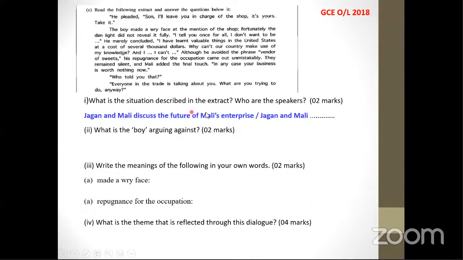So what is the situation described in the extract? Jagan and Mali discuss the future of Mali's enterprise. We see how, yes, very good. I see some of the answers. Good.